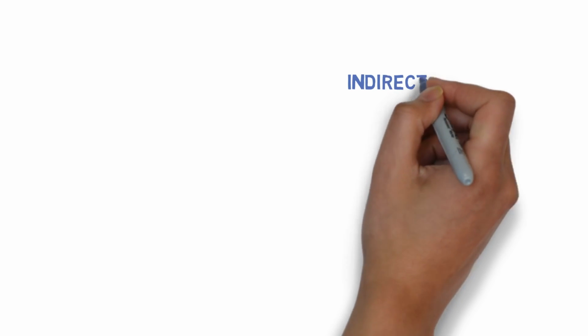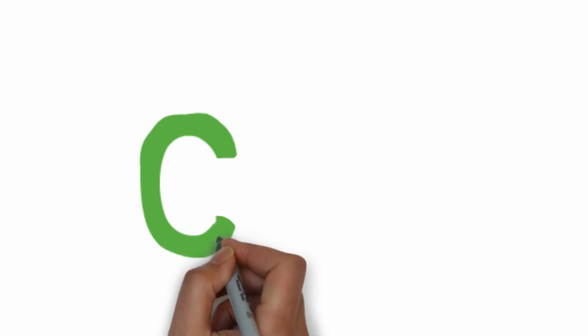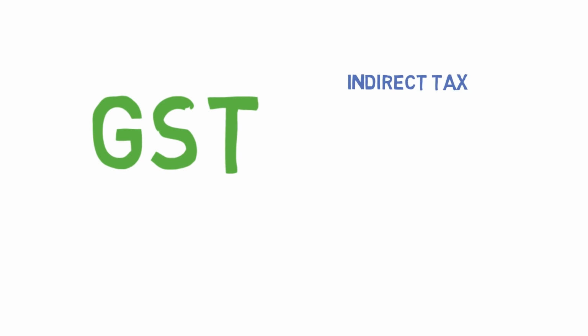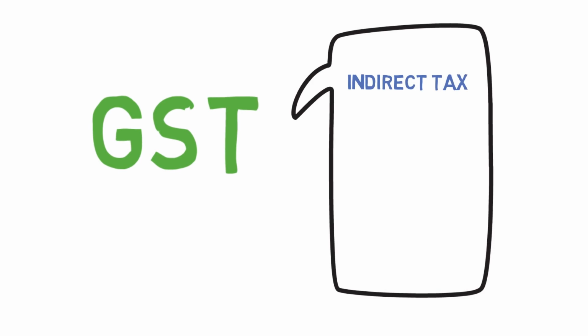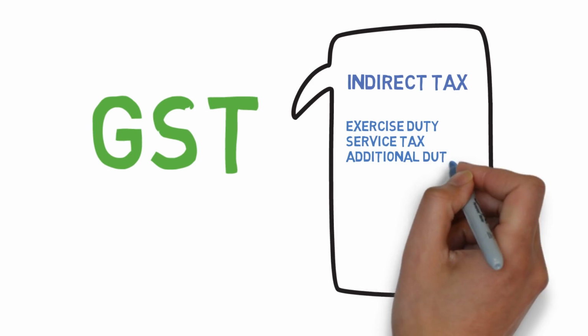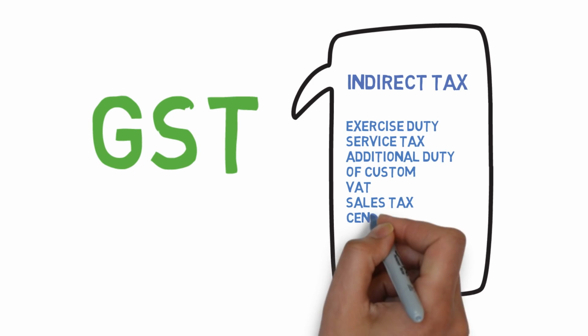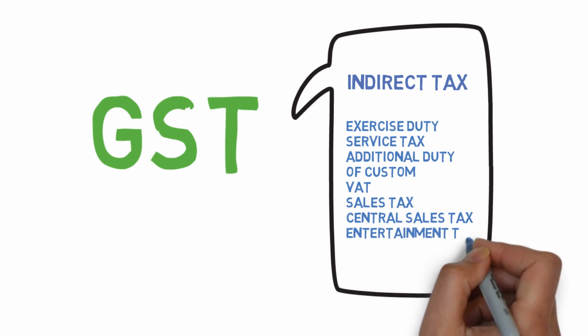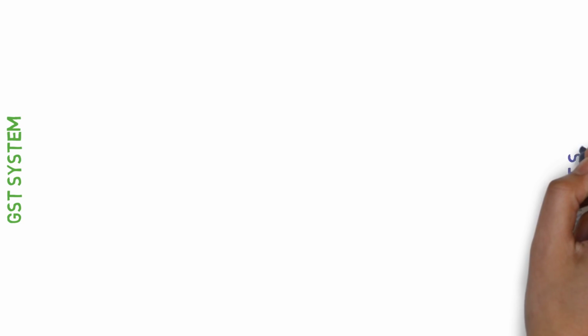Here, the point of interest is indirect taxes, because GST will replace all indirect taxes, which includes excise duty, service tax, additional duty of customs, VAT, sales tax, central sales tax, entertainment tax, luxury tax, etc. So the question is, how is GST different from the current taxation system in India?